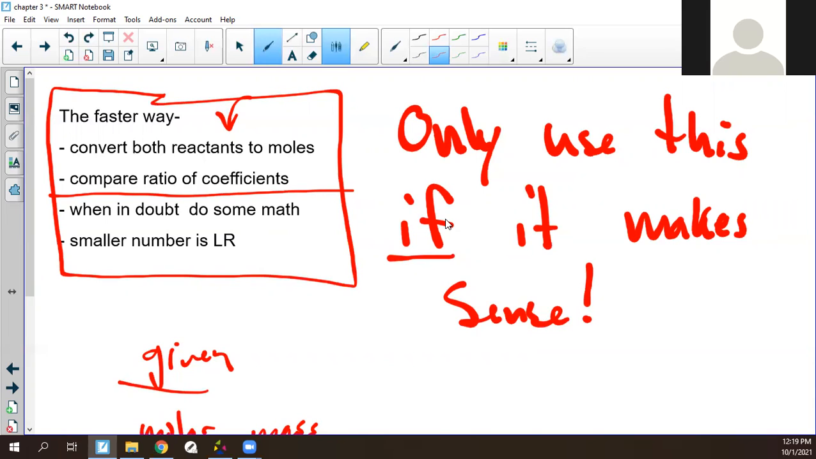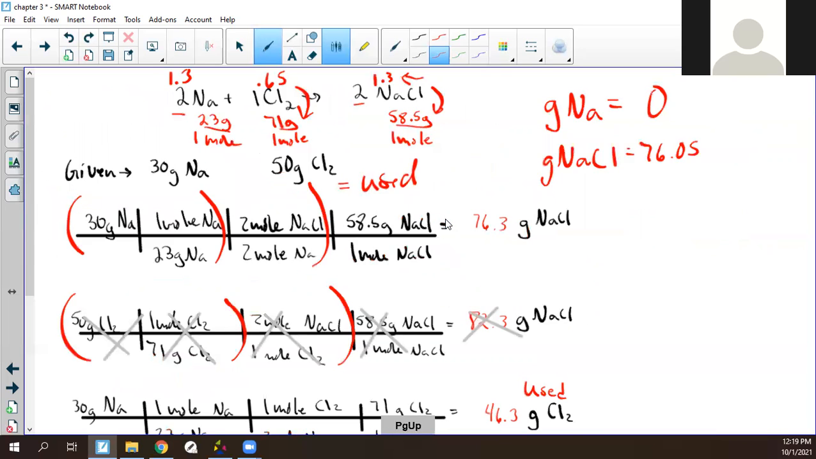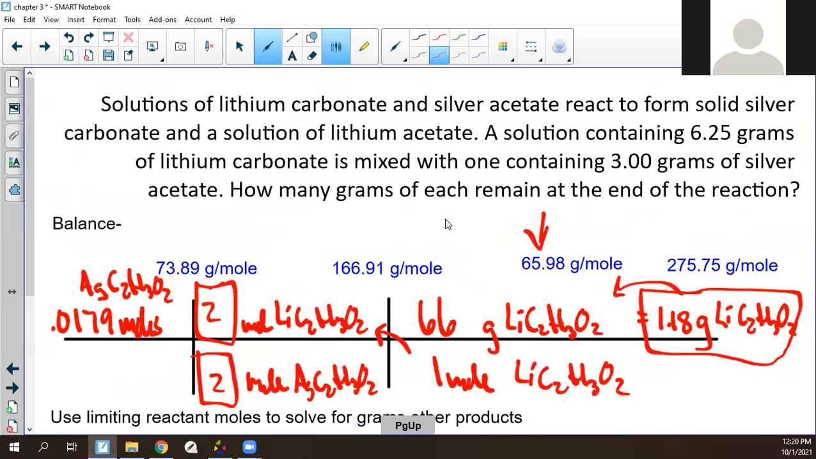Only use this if it makes sense. If you're like, I don't get what he's saying, then do it the long way. The long way still gets you all the right answers. It takes maybe 3 or 4 minutes longer than the short way. Now, when in doubt, do math. That's the long way, and smaller numbers of limiting reactant. So if you can't figure it out, then do it the longer way. So let me come back to this problem right here.